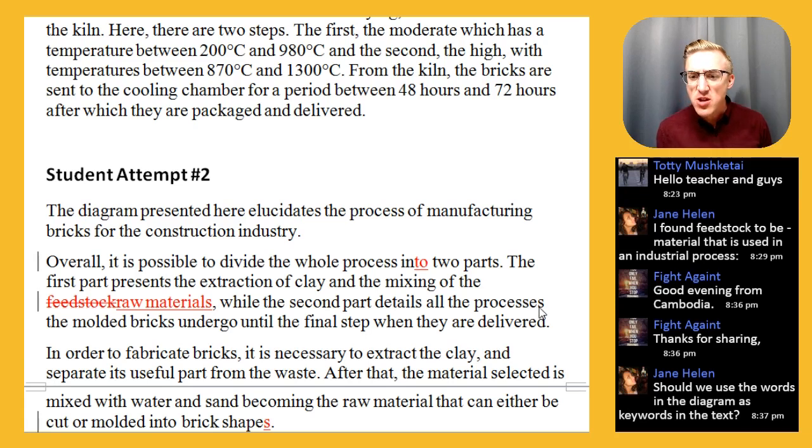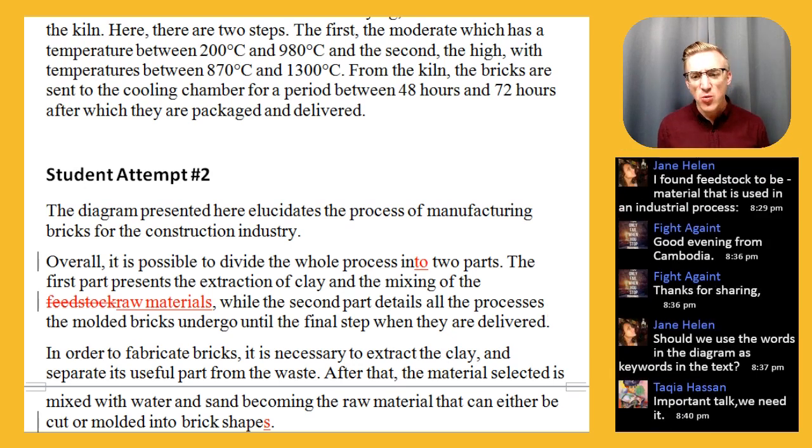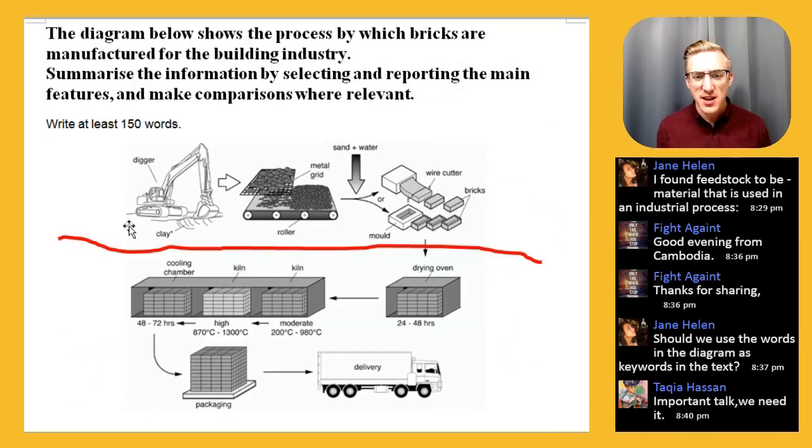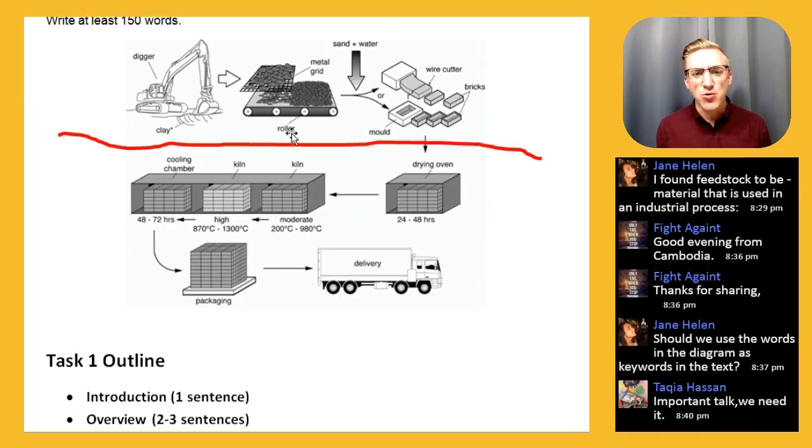Question from Jane, should we use the words in the diagram as keywords in the text? Absolutely. When it comes to a diagram or like a flow chart, you don't want to use synonyms unless you are sure. Certain words you could maybe find a synonym for. For example, roller, maybe you could say rolling device. All right? But words like mold, I don't think you could really substitute the word mold. Or wire cutter. I don't think there's any substitute for that. Okay? So yes, totally fine to use words from the diagram.